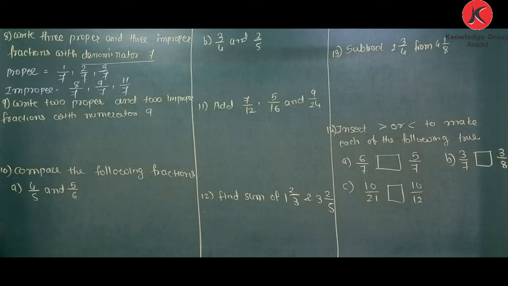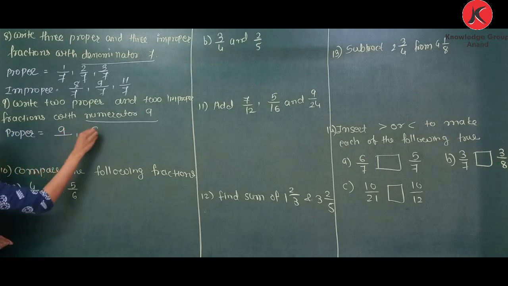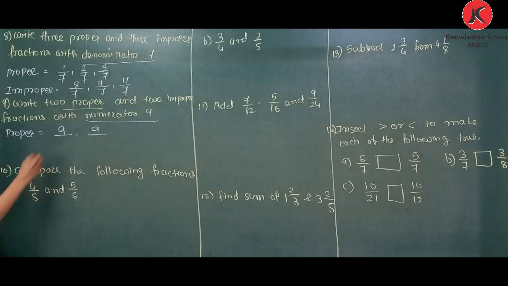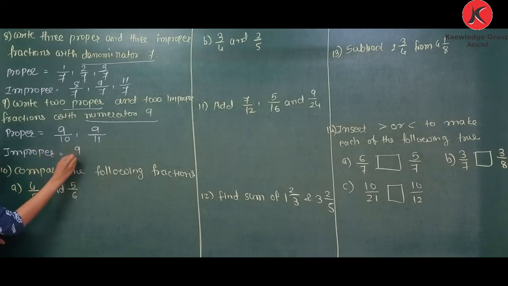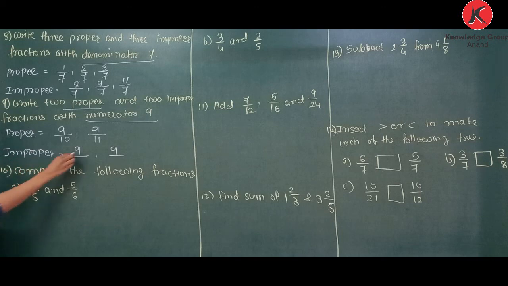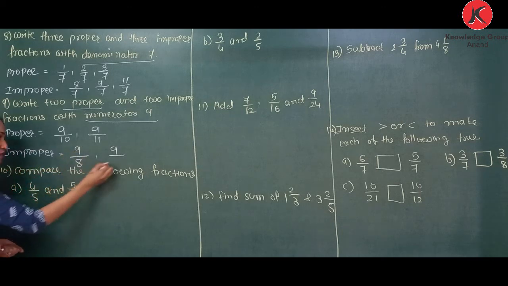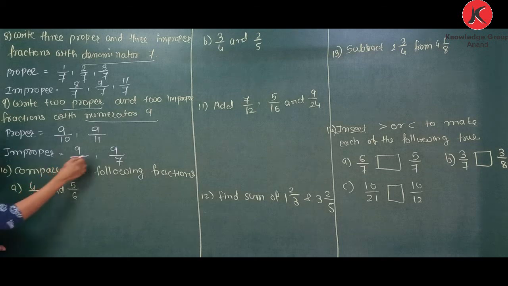Now next, write 2 proper and 2 improper fractions with numerator 9. So numerator must be 9. For a proper fraction, denominator must be greater than 9, so it is 10. You can write 11. For an improper fraction, here numerator must be 9. So to find improper, denominator must be smaller than numerator. So you can write 8 and 7. You can write 1, 2, 3, 4.